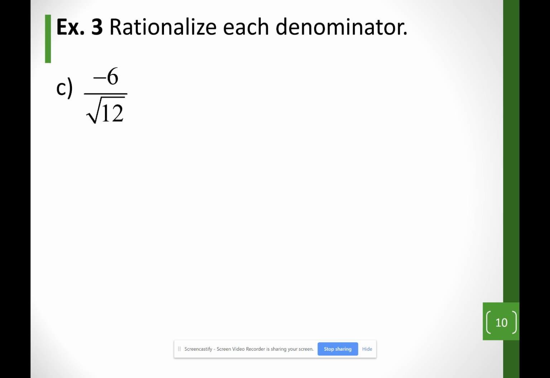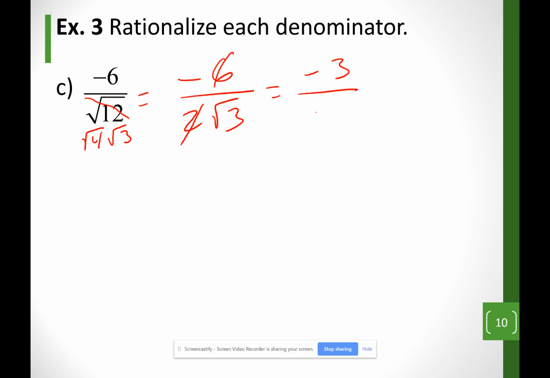To begin with, on this one, let me simplify my radical at the bottom. I know radical 12, I can simplify that as radical 4 times radical 3. So technically I have a negative 6 over 2 radical 3. 6 over 2, I can do better. So I have a negative 3 over radical 3. I wanted to simplify things as much as I could to begin with.